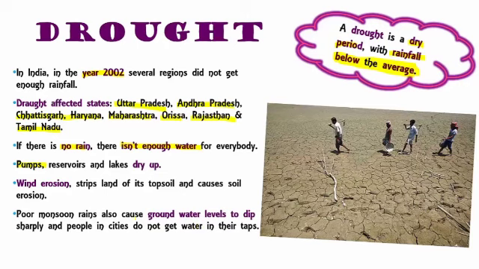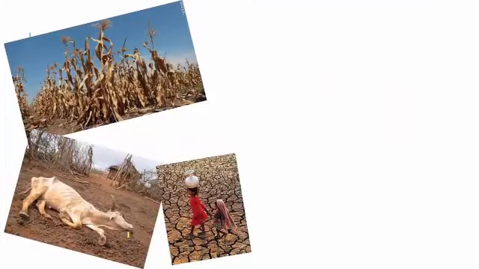And poor monsoon rains also cause the groundwater levels to dip, and because of this, cities do not get enough water in their taps. So you can see how one is a chain reaction to another. Everything is interrelated.